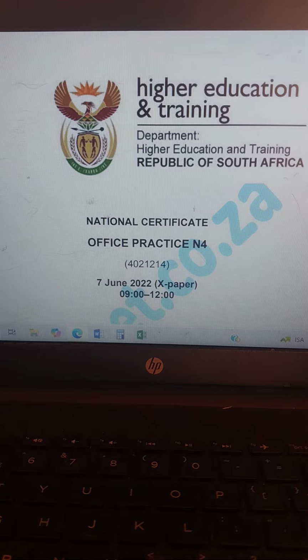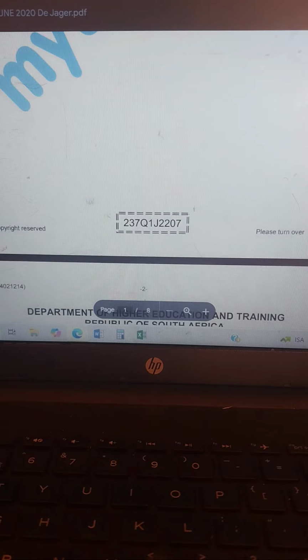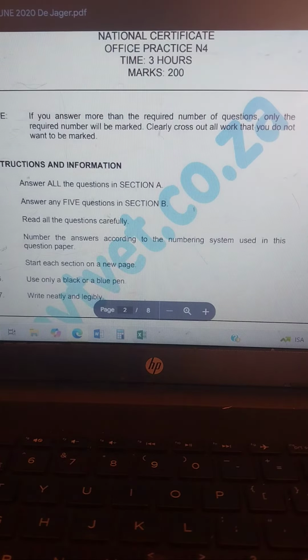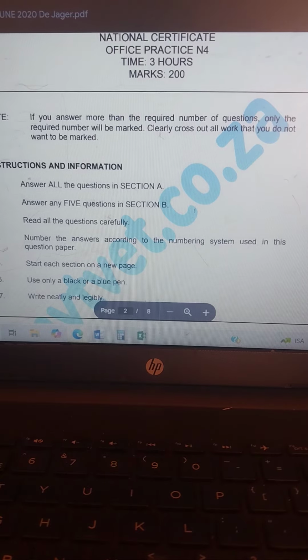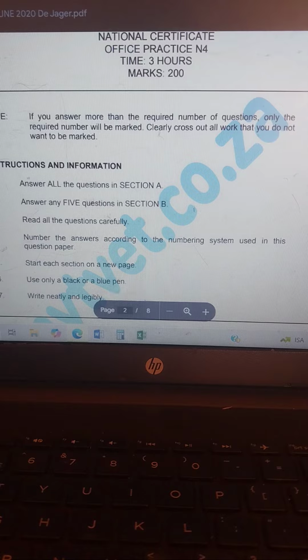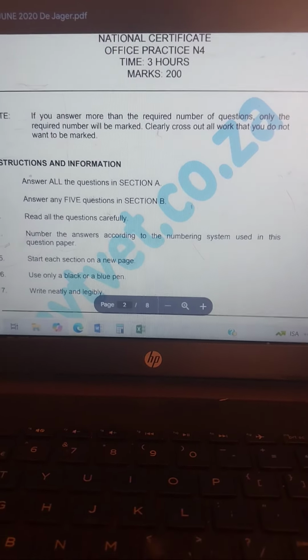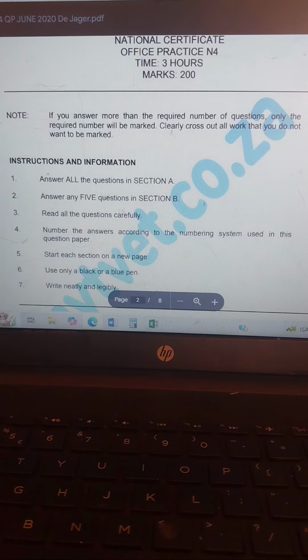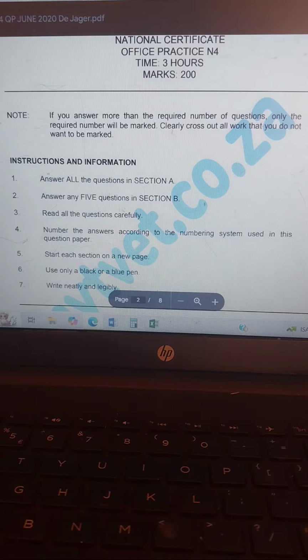I always advise that, guys, please do read your instructions. It's very important. For example, here they said: Note, if you answer more than the required number of questions, only the required number will be marked. Clearly cross out all work that you do not want to be marked. So it's very important to only write the questions that need to be marked, because if you do extras, trust me, they will not mark it. And you may find that on the extras, that's where you did the right thing, you answered it correctly.